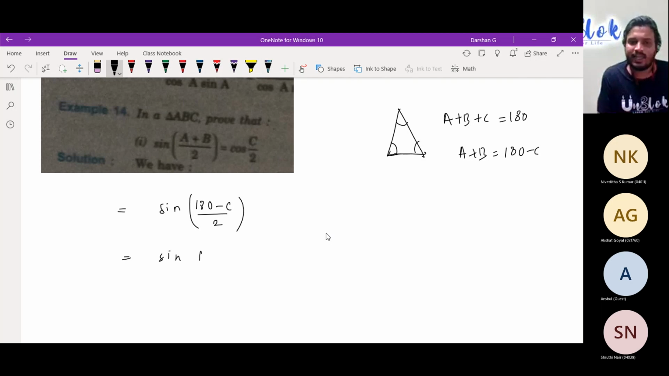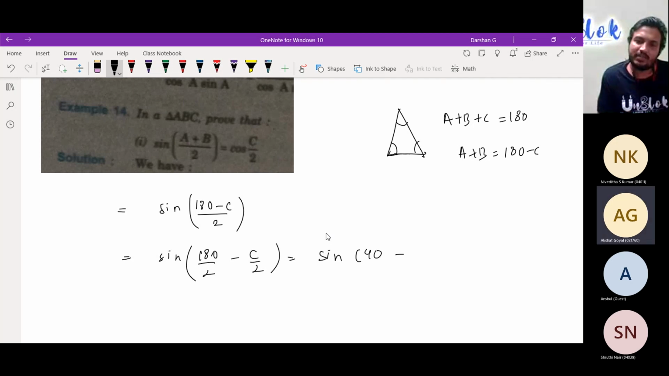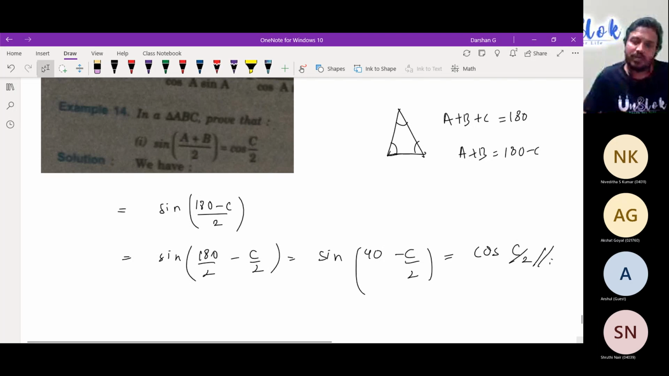So I can write this one as 180 divided by 2 minus C by 2. Right? So this is nothing but sine of 90 minus C by 2. We have studied that sine of 90 minus A is cos A. So in that sense, I can write it as cos C by 2. It is very good, very easily getting proved. Okay, so that's it. You have a few other questions as well. You have dimensional questions, which is about poles and those things. We can solve one question with respect to that. Yes.